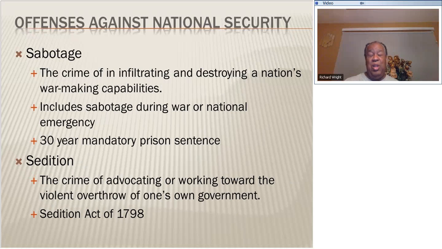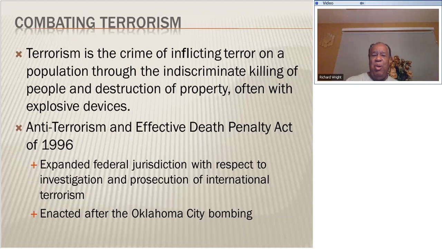Offenses against national security include sabotage, the crime of infiltrating and destroying a nation's war-making capabilities by sharing war secrets. There were a couple of people who were convicted, military people, of sharing secrets. Mandatory 30-year prison sentence. Sedition, the crime of advocating or working toward the violent overthrow of one's own government. You don't hear that as much now because of the laws that exist on the books, like the Patriot Act.